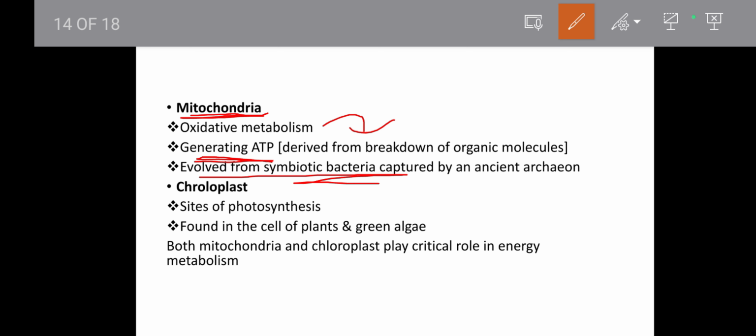Chloroplast. It is the site of photosynthesis. It is mainly found in plants and green algae, and it is not found in animal cell. Both mitochondria and chloroplast play a critical role in energy metabolism.